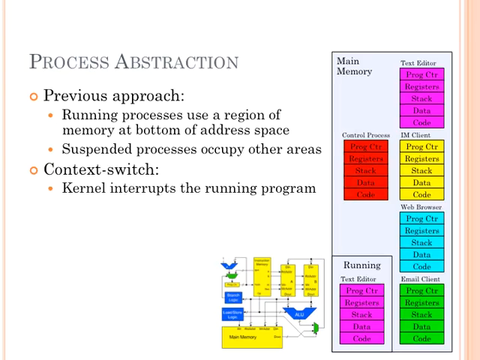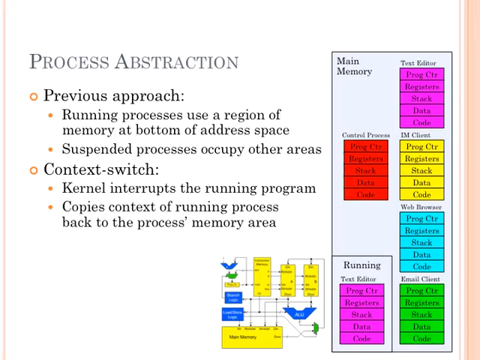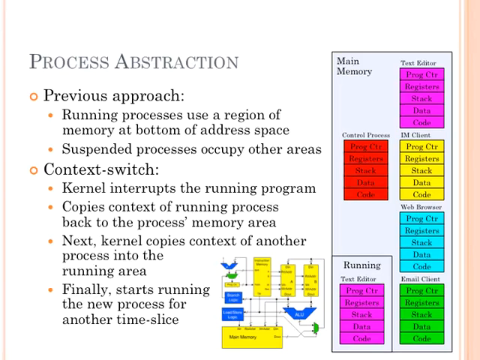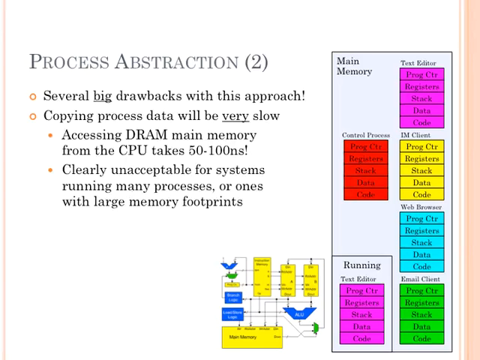Context switch, what do I do? Well, I interrupt the running program. I have to copy stuff. This is horrible already. That's going to probably be okay because some of the information is going to be in the caches. And then I have to copy another process's context into the box. That's probably going to be a lot of cache misses, so this is going to be really slow. And then I start running the new process. Okay, so lots of copying. Gonna be slow. Hopefully you saw that.